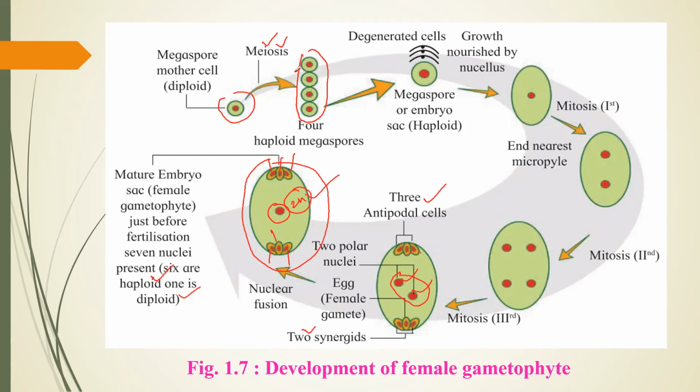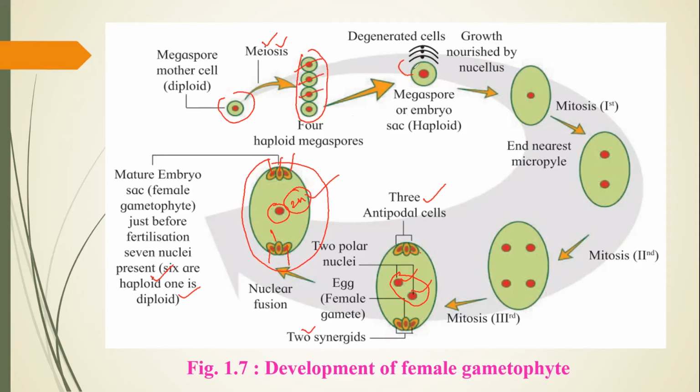Then out of these 4 cells, 1, 2, 3 degenerate. It is going to add the cytoplasmic content into the single cell.